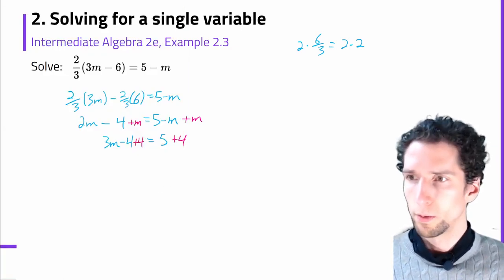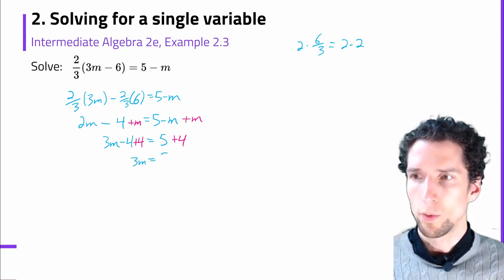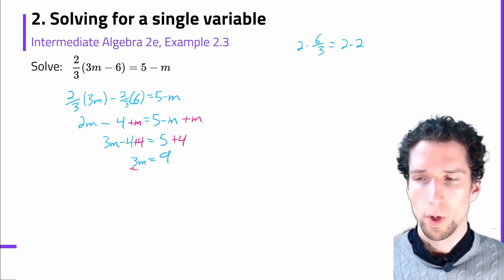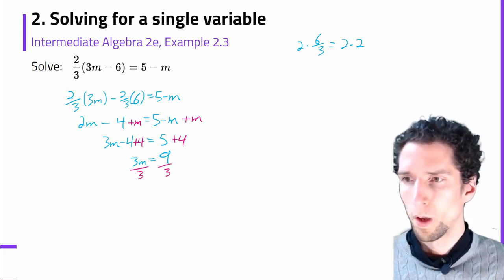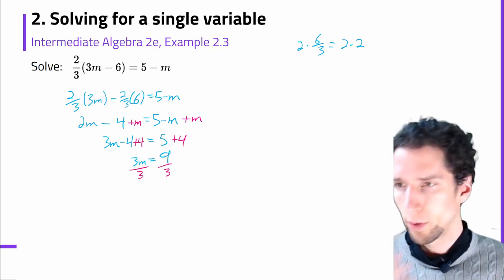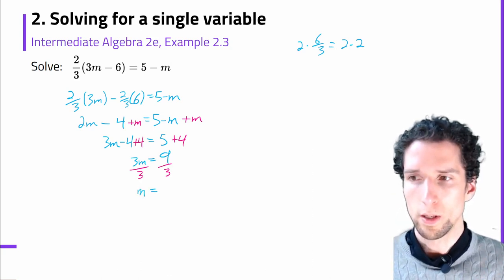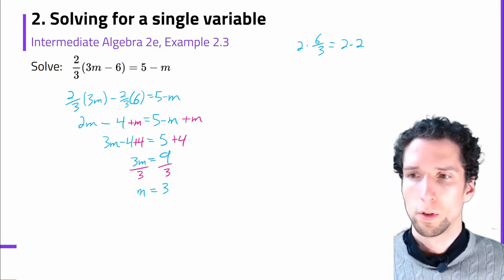Back to blue. Okay. So 3m is equal to 9. And now we have this 3 that we want to be over on the left. So we will divide both sides by 3. And on the left, that cancels out. We're left with m, and 9 over 3 is just 3. So there we go.